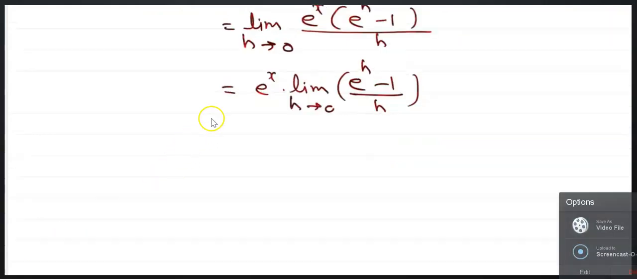Now what is happening here? Here e raised to x is constant because as h tends to 0, we write here e raised to x into limit h tends to 0 of e raised to h minus 1 upon h. Now, from the limit chapter, the value of this limit is 1.